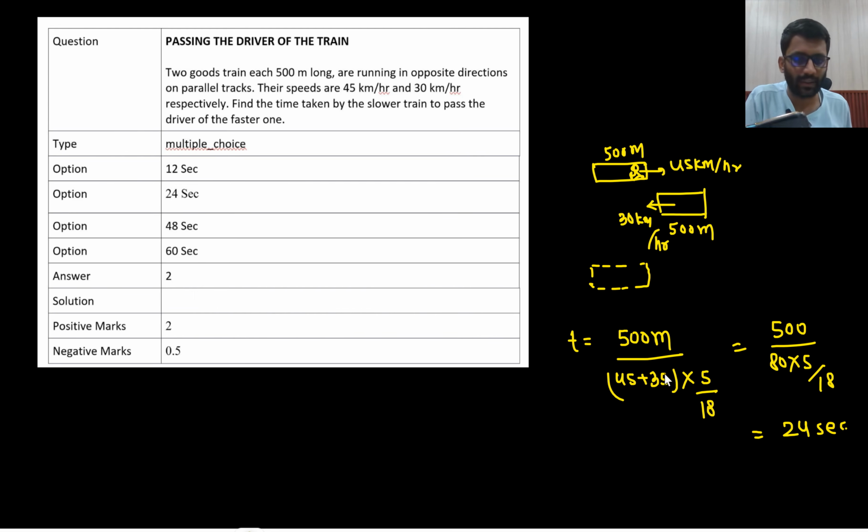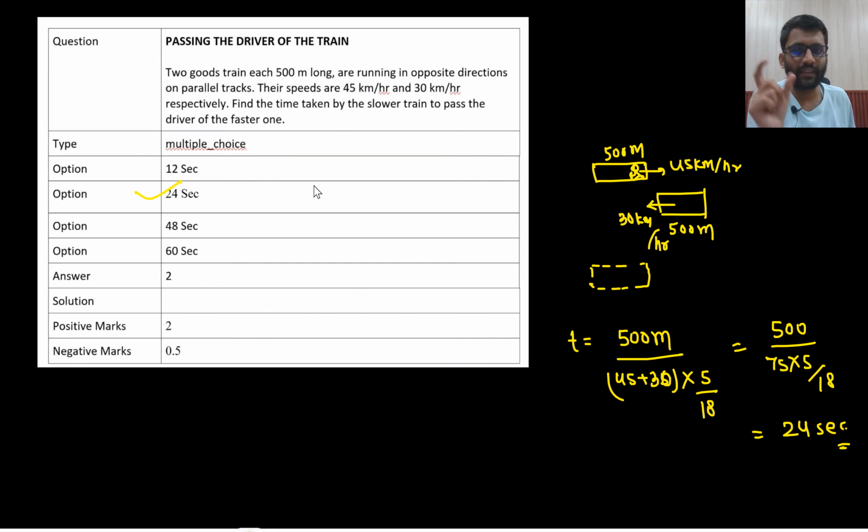45 plus 30, sorry, 45 plus 30 it is, so it would be 75. Then you can solve it. 500 by 75 by 5 into 18, so 24 seconds we are getting. So this is the correct answer.